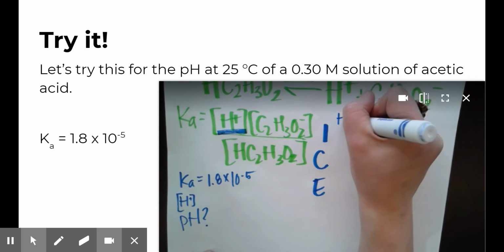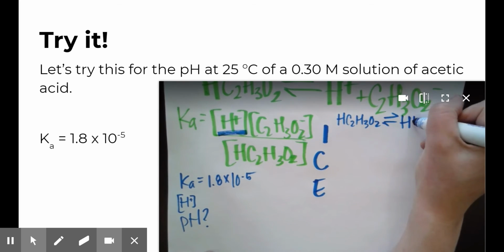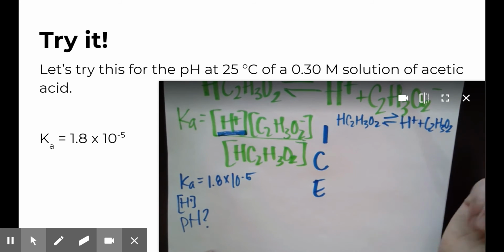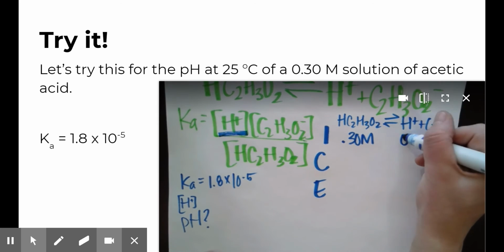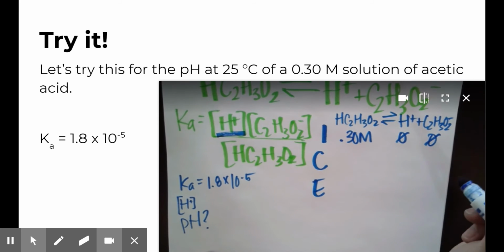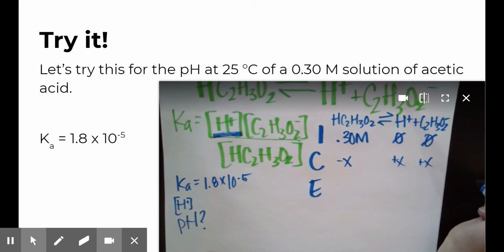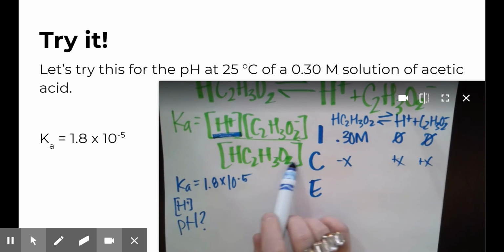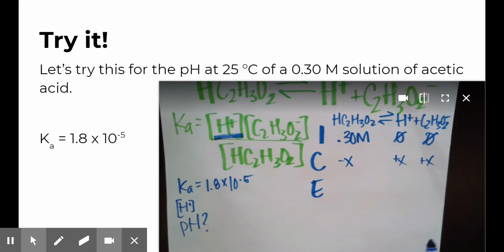We have our HC2H3O2, H plus, C2H3O2 minus. Same situation. We're going to start out with 0.30 molar of our acetic acid, no hydrogen ion, no acetate ion. Plus X, minus X. Now this is kind of interesting. Instead of having numbers out here, we're going to end up having everything in terms of X, which is going to work because as long as we just have one variable, we can solve for it.